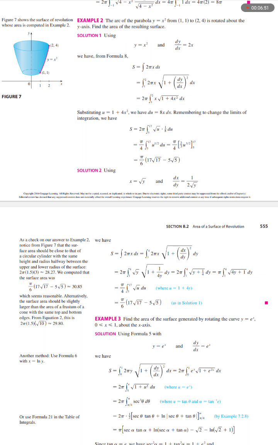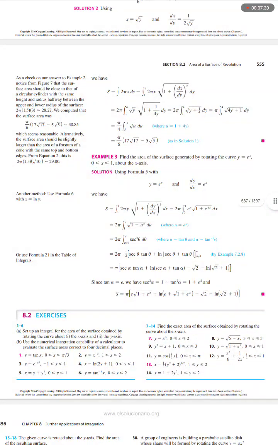Alternatively, the surface area should be slightly larger than the area of a frustum of a cone with the same top and bottom edges. From equation 2, this is 2 pi times 1.5 times the square root of 10, which is approximately 29.80. Back to the text.